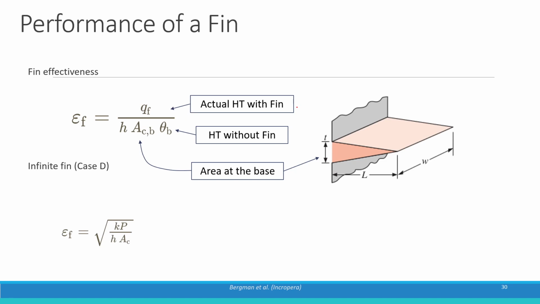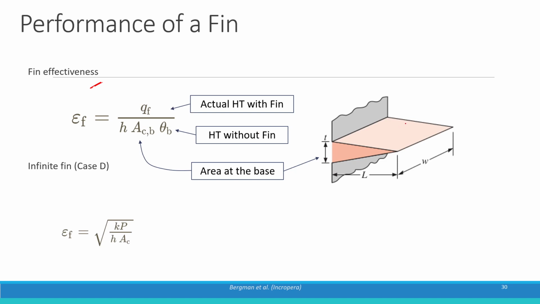Then we define, so how can we evaluate the performance of the fin, that is whether the fin that we are using is effective or not. So for that we have just two performance metrics. One is the fin effectiveness and the other is the fin efficiency. So the fin effectiveness, we define it as the ratio of the actual heat transfer with fin upon the heat transfer that would have occurred if no fin was present.